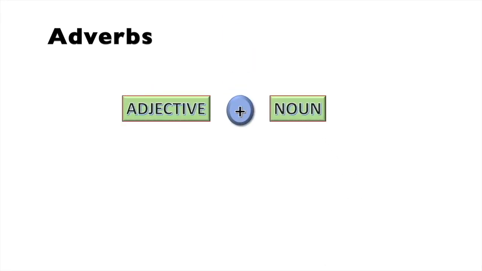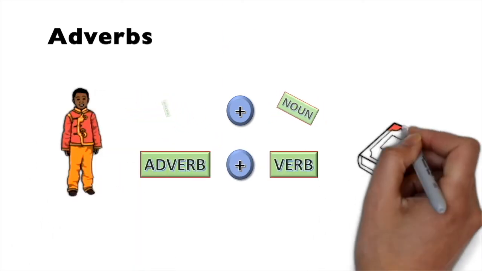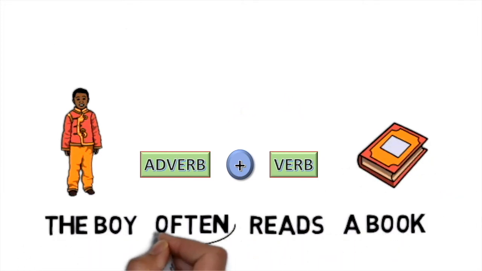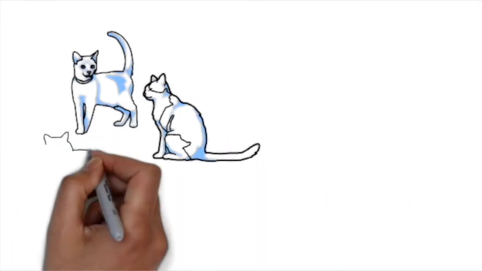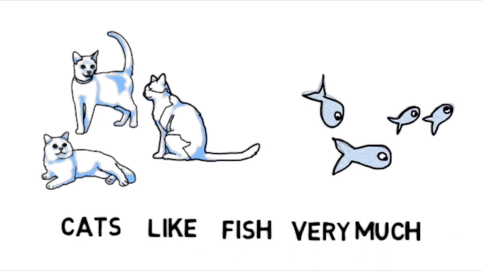Looking at the verb, just as we can describe nouns using adjectives to say a good book or a small cat, so we can give more information about verbs using adverbs. Some adverbs go in front of the verb, like the boy often reads a book. Others go in a different position. Cats like fish very much.